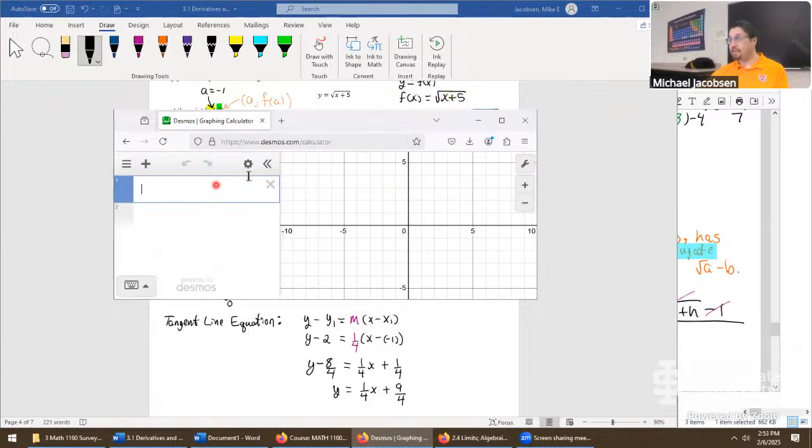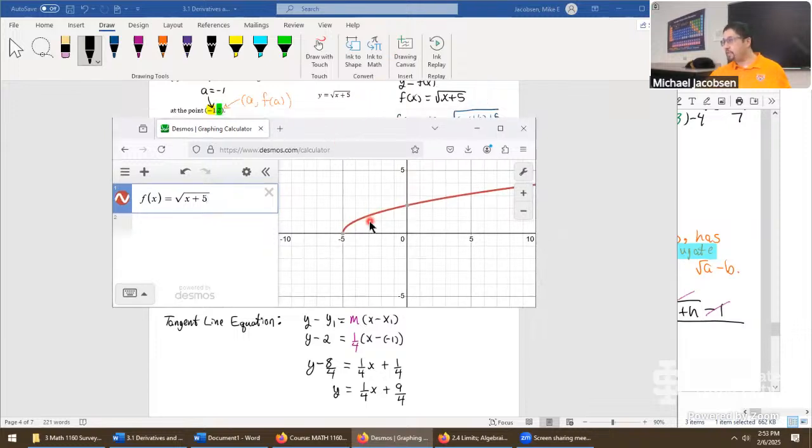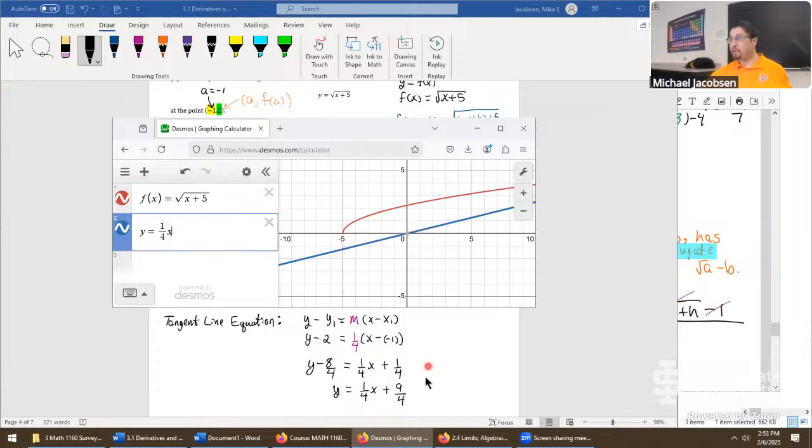Throw in the function up here, f of x equals square root x plus 5. So we've got a function going. We're concerned about the points -1, 2. So right around here is where all the action is. To see if we have the right tangent line equation, go y equals 1/4 x. Slope looks like it could be right on this thing, but it has to move up a certain amount. We said it needs to move upwards by 9/4. So add 9/4. And right there at that point in black is the intersection between the tangent line and the original function f of x.